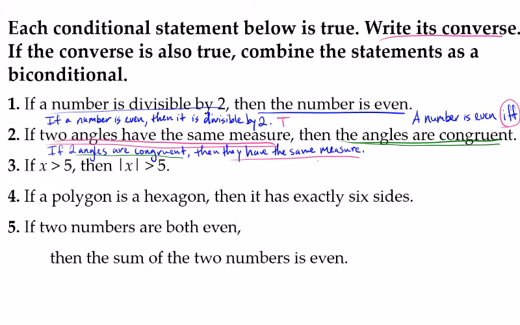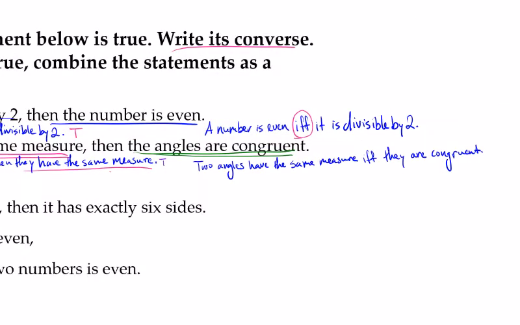All right, so here it is. So is that true? If two angles are congruent, do they have the same angle measure? Yeah, they sure do. So since that's true, we can write the biconditional statement. We can say two angles are congruent if and only if they have the same measure. Or two angles have the same measure if and only if they're congruent. All right, so there's our statement.